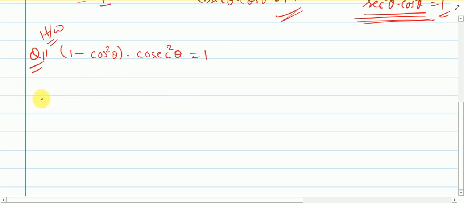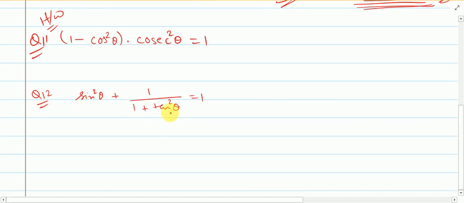Now next is question number 12. Here we have sin square theta plus 1 by 1 plus tan square theta is equal to 1. Okay, so this is my left hand side. So LHS is equal to sin square theta plus 1 upon 1 plus tan square theta.